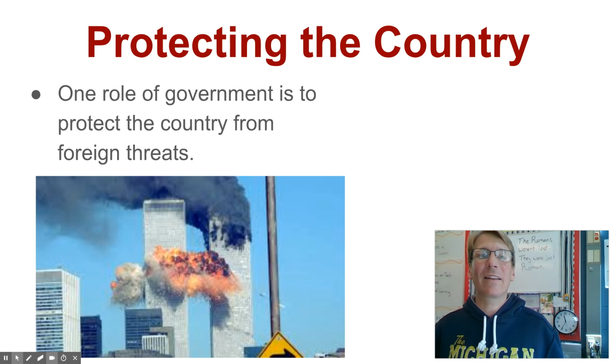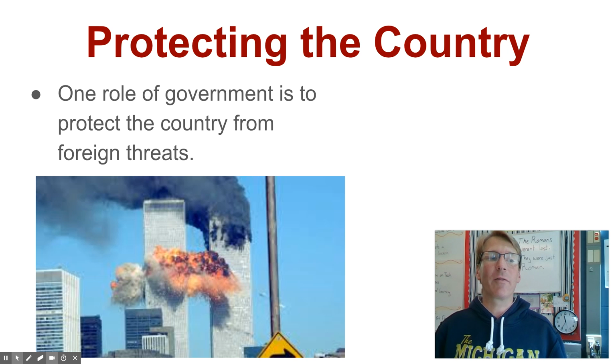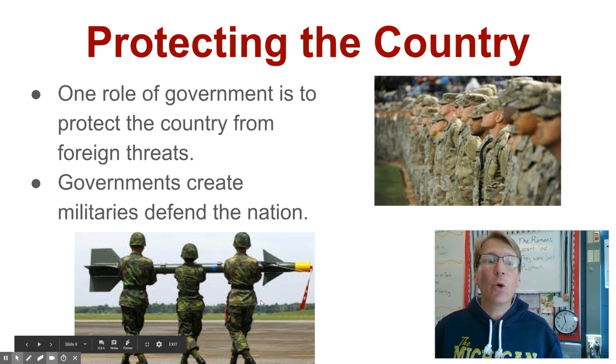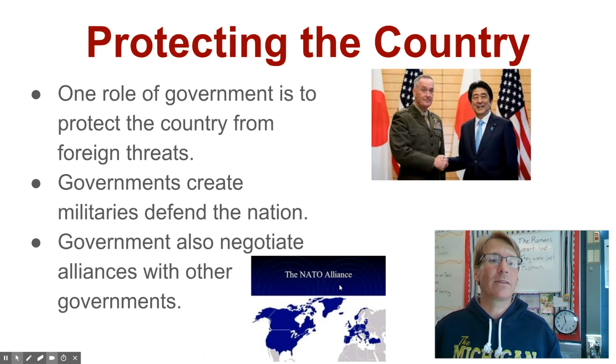Now, protecting the country, that's the first role of our government. When we talk about protecting the country, we're talking about protecting the country from foreign threats, from enemies beyond our border. To do this, we want to make sure that we have militaries created and equipped to protect us.